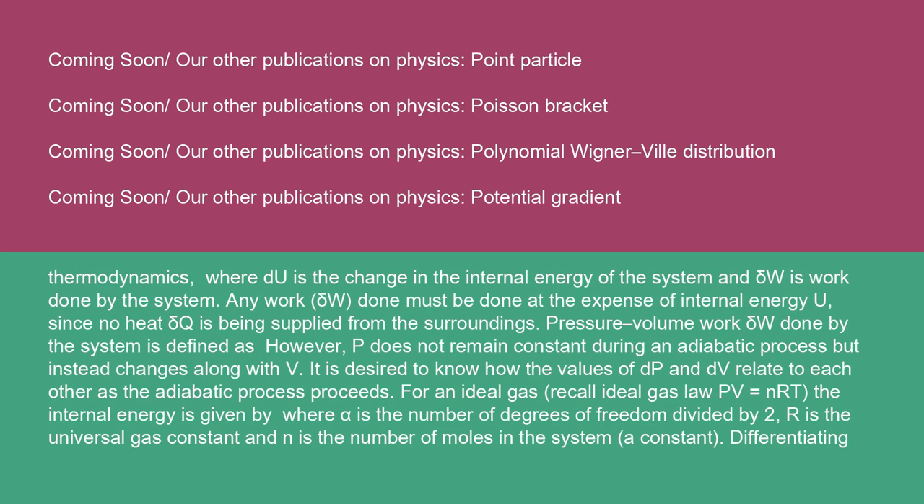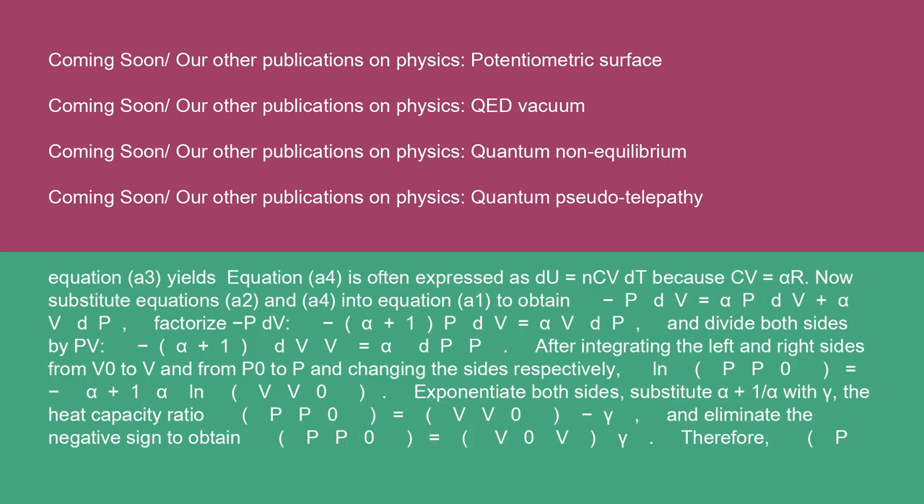The internal energy is given by the following, where alpha is the number of degrees of freedom divided by 2, R is the universal gas constant, and n is the number of moles in the system, a constant. Differentiating equation A3 yields equation A4, often expressed as dU equals nCV dT because CV equals alpha R. Now substitute equations A2 and A4 into equation A1.